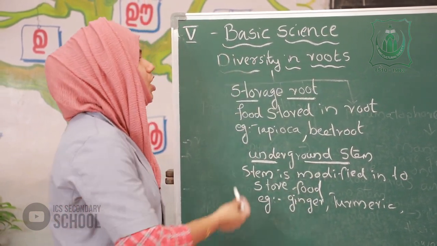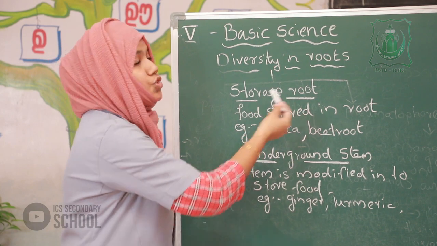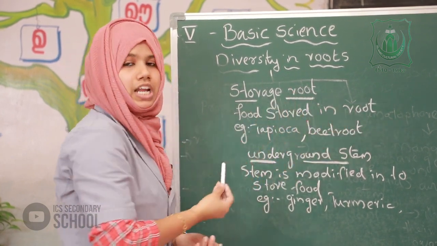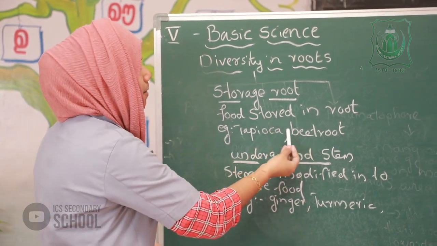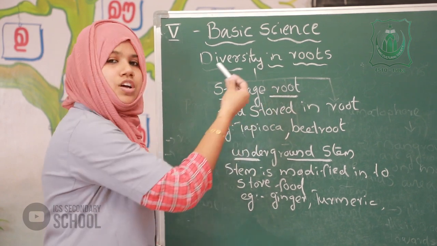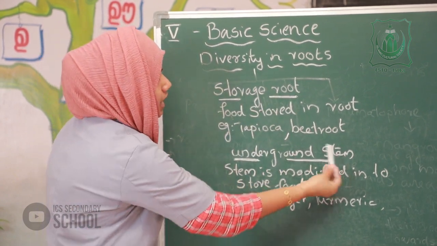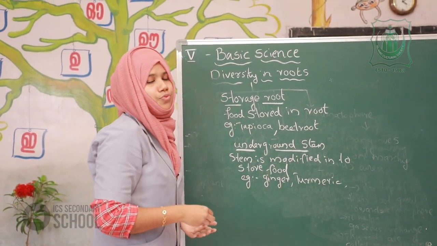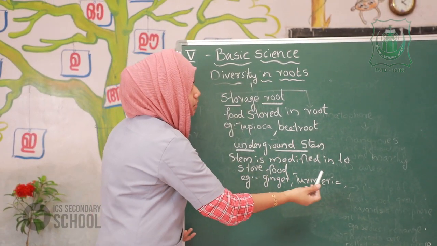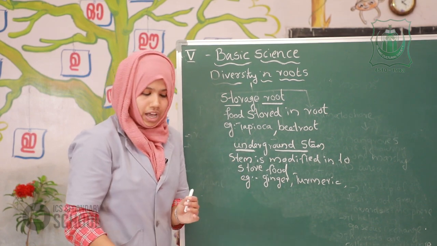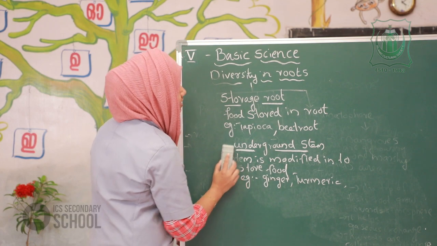So, the next category is storage root. Storage root means food stored in root. Okay. Examples: tapioca, beetroot, carrot, radish also come under storage root. Next is underground stem. The stem is modified to store food. That is, ginger and turmeric are the examples. Okay. You got it. So, you have an activity.